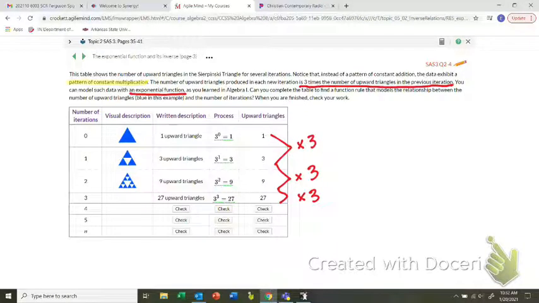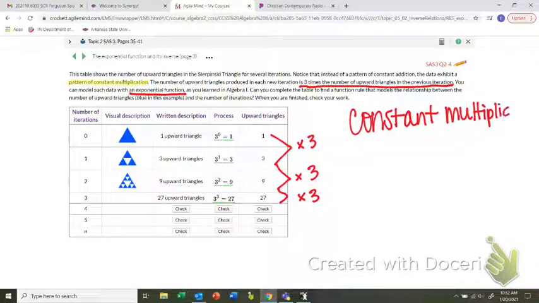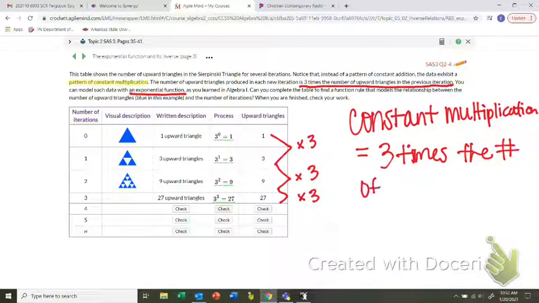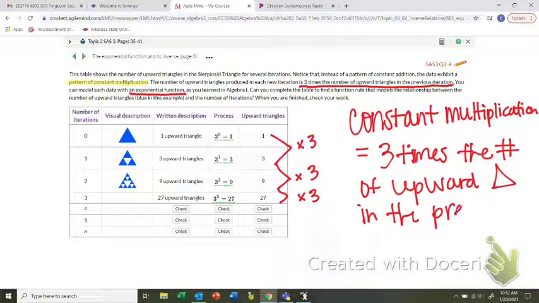Okay, so on number 2, I want you to write: constant multiplication equals 3 times the number of upward triangles in the previous iteration.